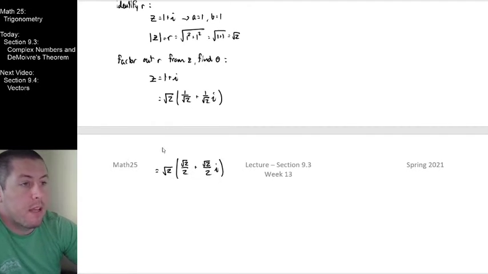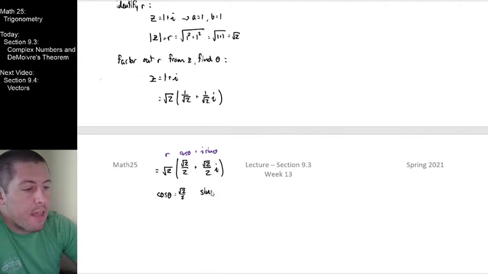So it seems to me like we're going to get the statements then that are going to say, let's see here, let me back up, let me get some color in here. This is my r, this is my cosine theta plus i sine theta. So I can make the statement then, I'm looking for a theta such that cosine theta is root 2 over 2, and such that sine theta is also root 2 over 2. Fortunately, I definitely know the angle that makes this happen. That one's a pretty easy one.